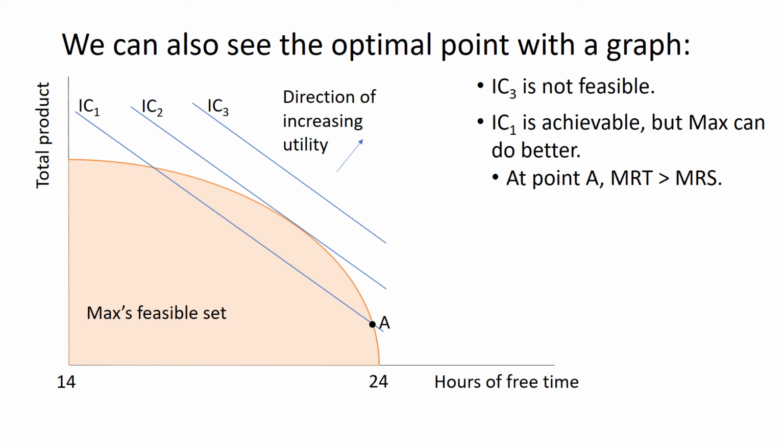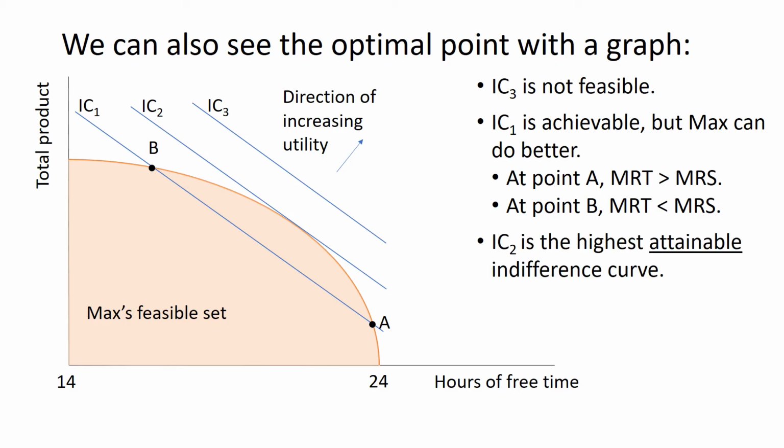At point A, MRT is greater than MRS. At point B, MRT is less than MRS. Indifference curve 2 is the highest attainable indifference curve. That's where the indifference curve just barely touches Max's feasible set. At point C, MRT equals MRS.